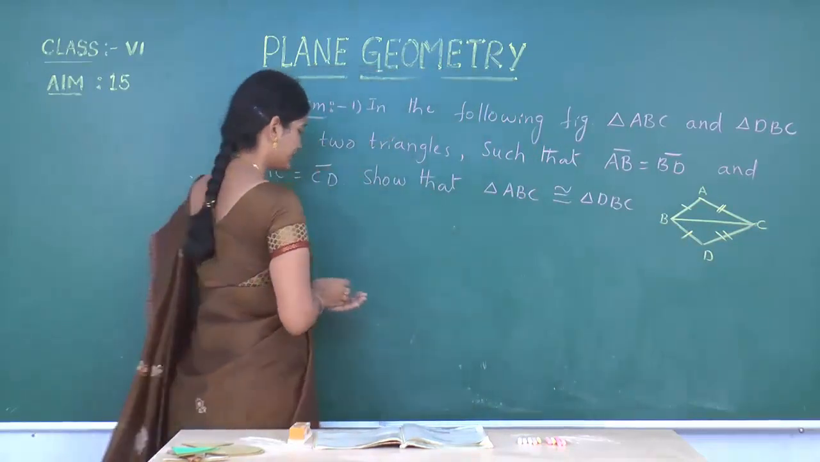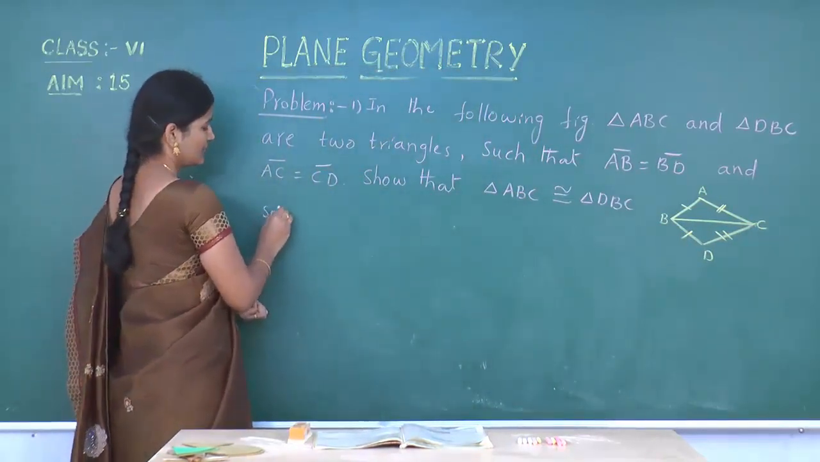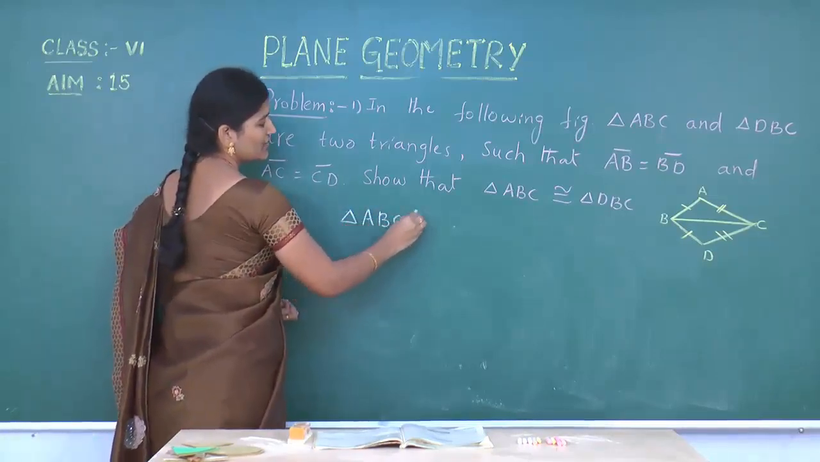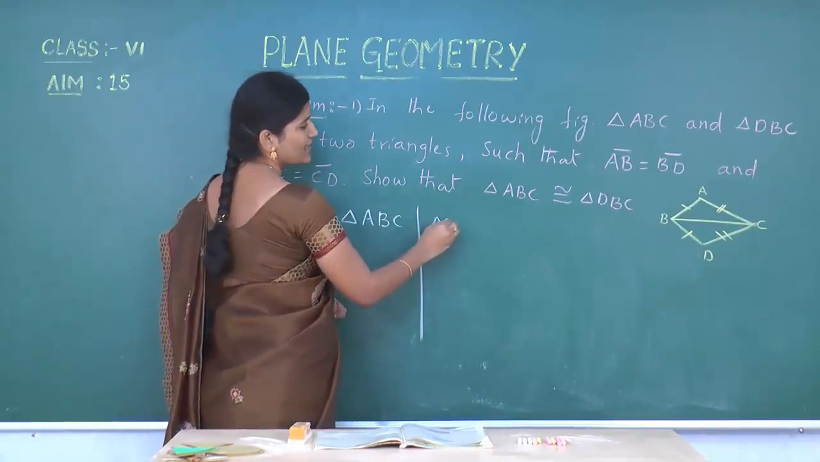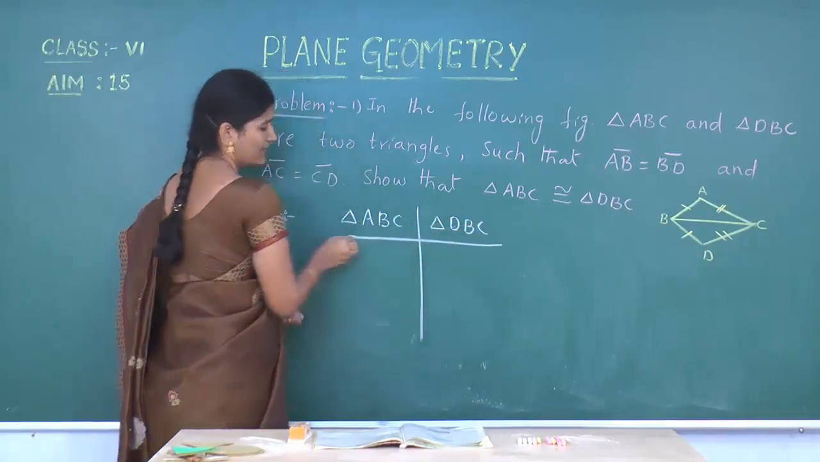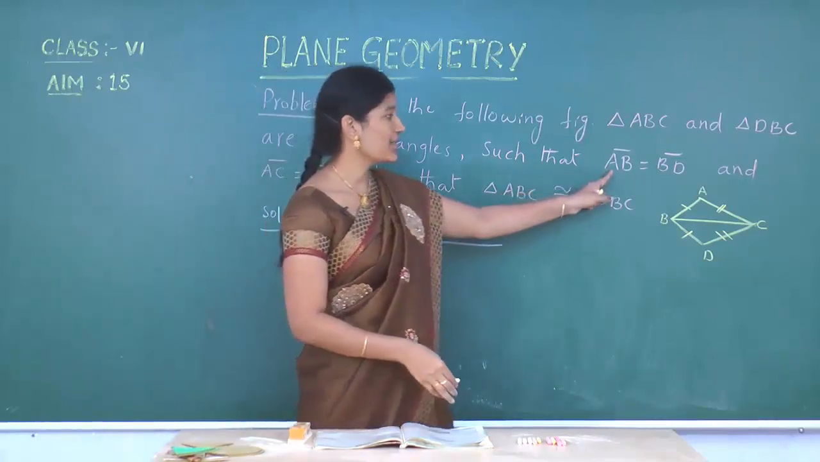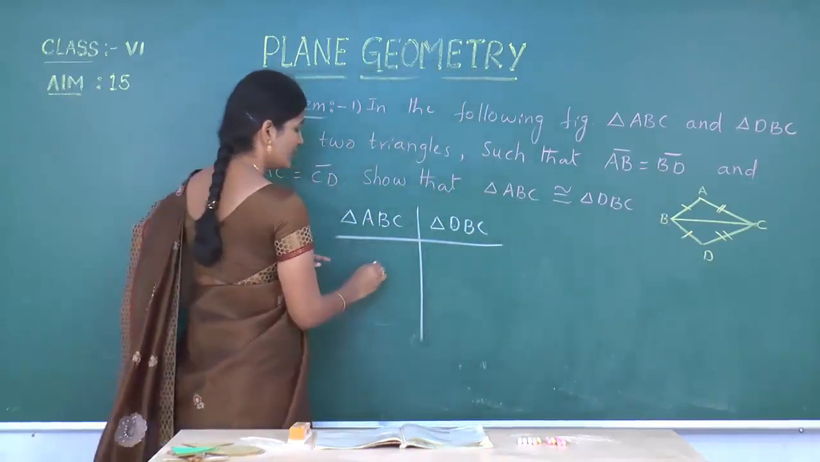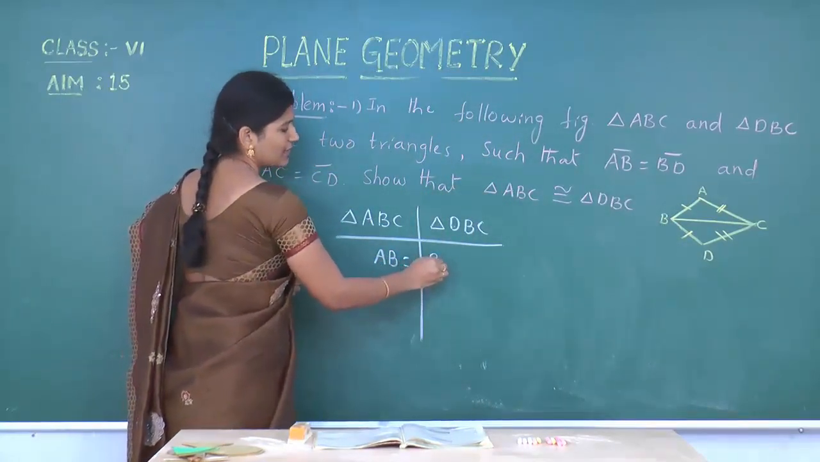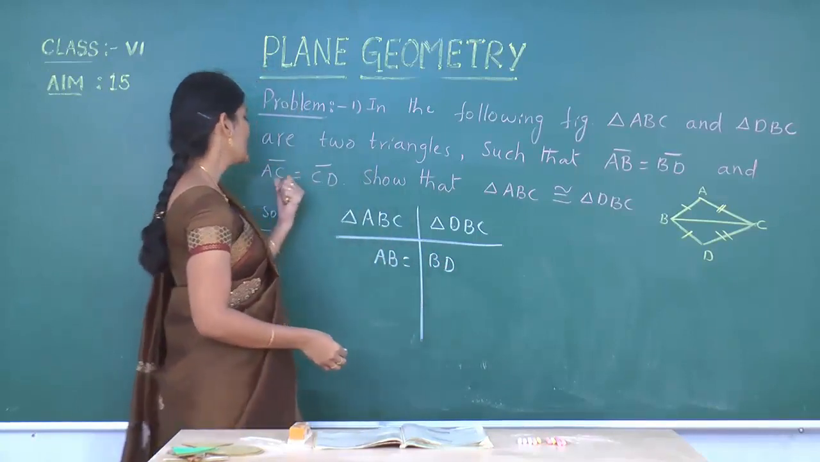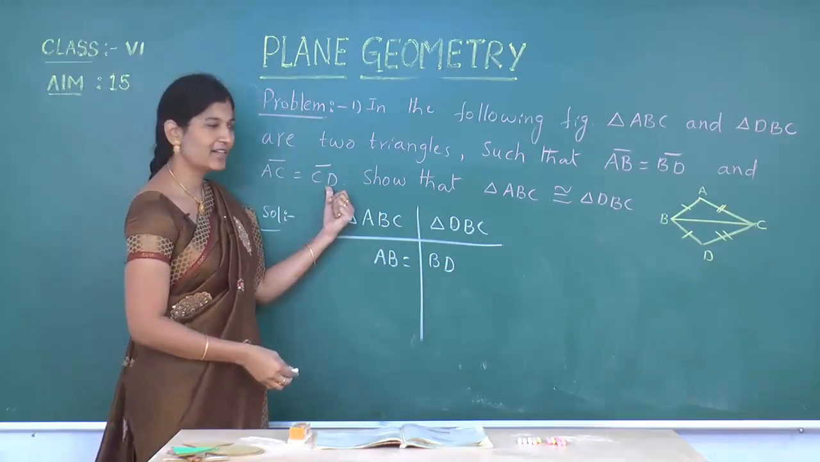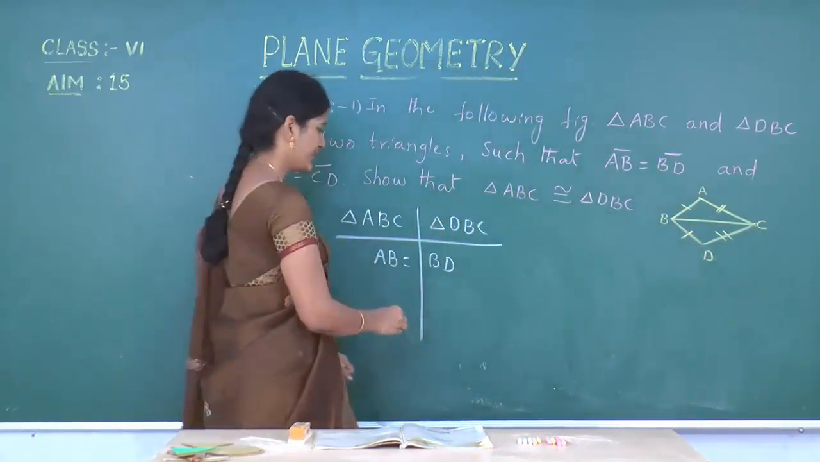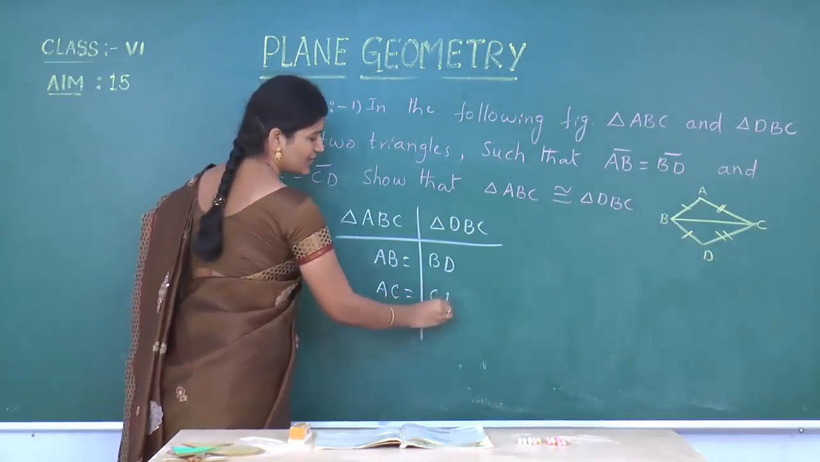Now let me write in tabular form. First is triangle ABC and the second one is triangle DBC. First, what is given here? AB is equal to BD. So here I am going to write AB is equal to BD. And second thing, they given that AC is equal to CD. In the diagram also they shown AC is equal to CD. Now let me write AC is equal to CD.